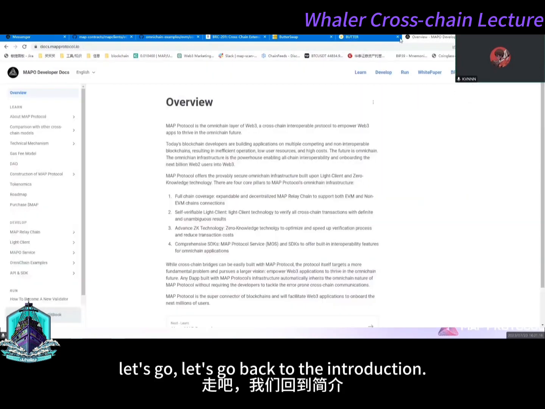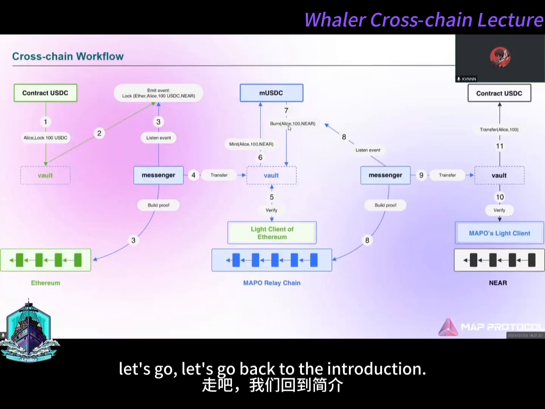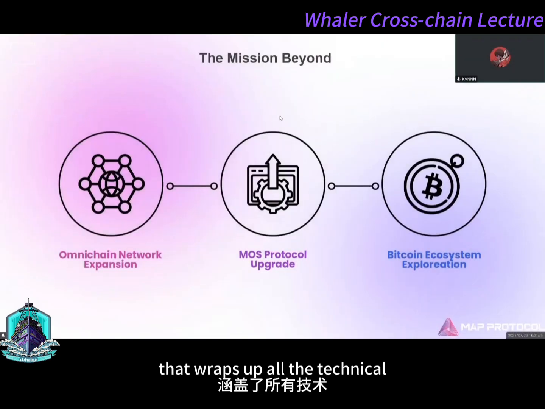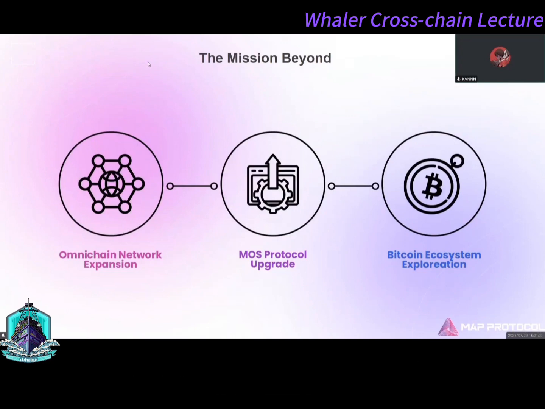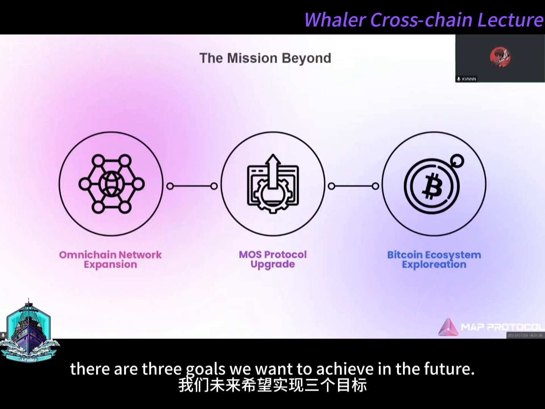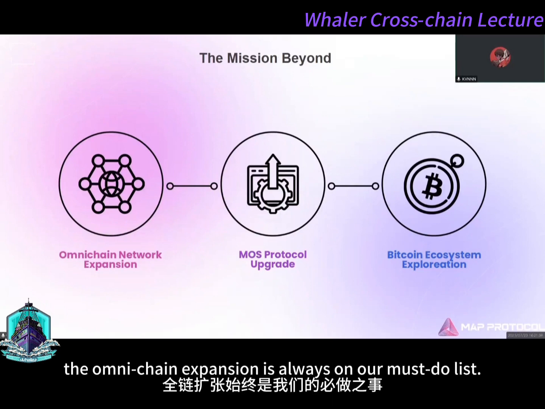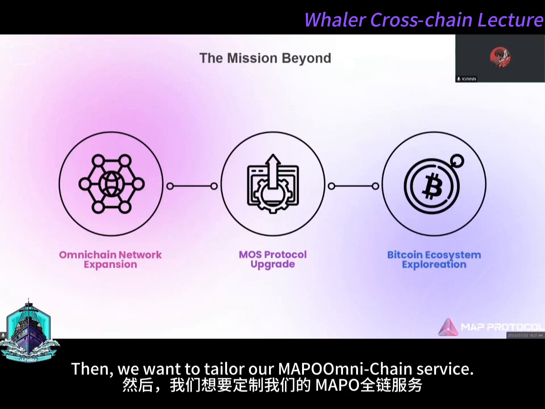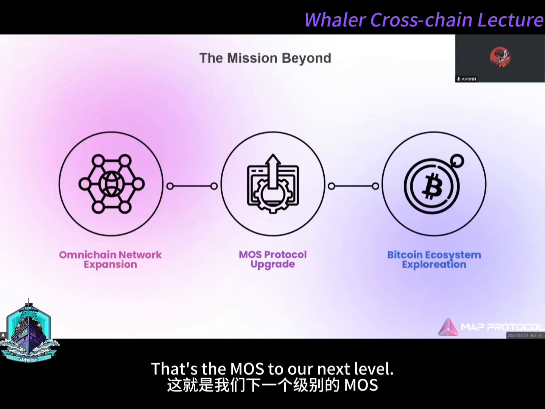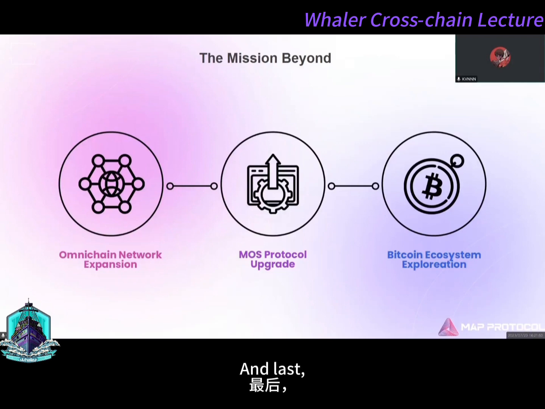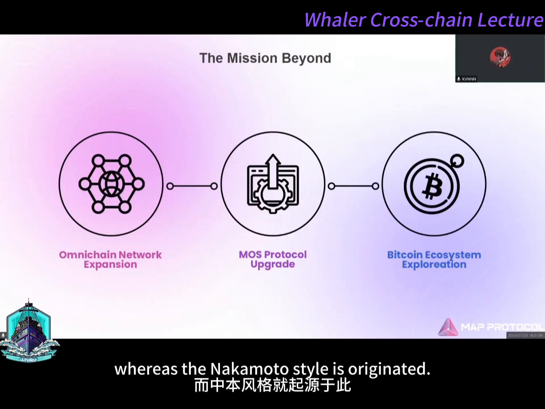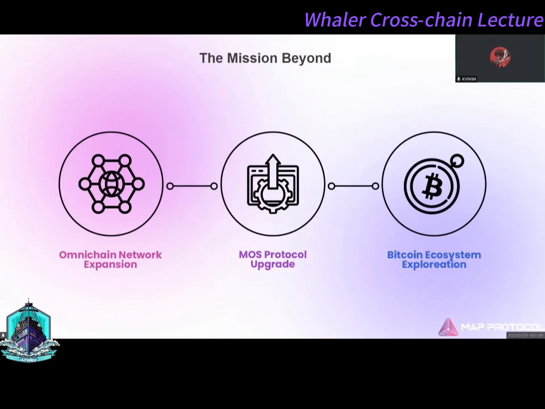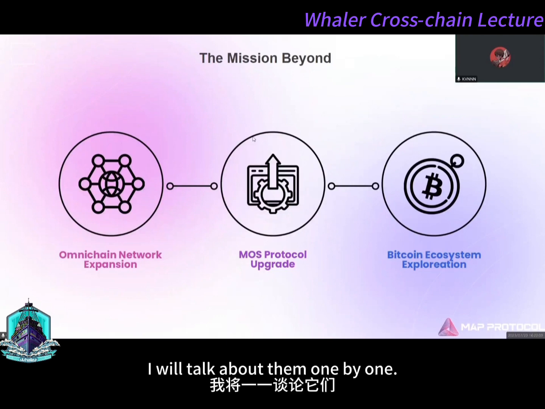Sure. So let's go back to the introduction. That wraps up the technical overview of our existing progress. So I want to talk about the mission beyond. There are 3 goals we want to achieve in the future. First, the Omnichain expansion is always on our must-do list. Then we want to take our MAPO Omnichain service, the MOS, to the next level. And last, we want to explore some excitement in the old-fashioned Bitcoin ecosystem, where the Nakamoto style originated. Those are our 3 goals. I will talk about them one by one.